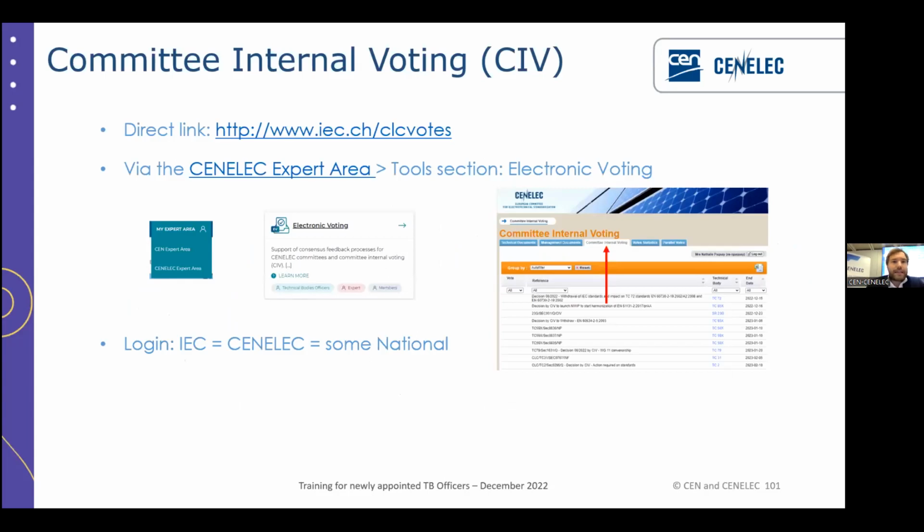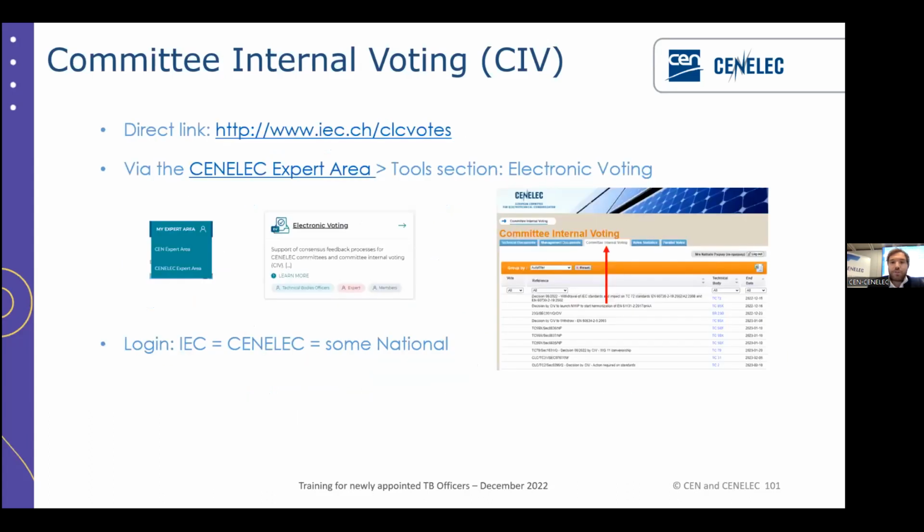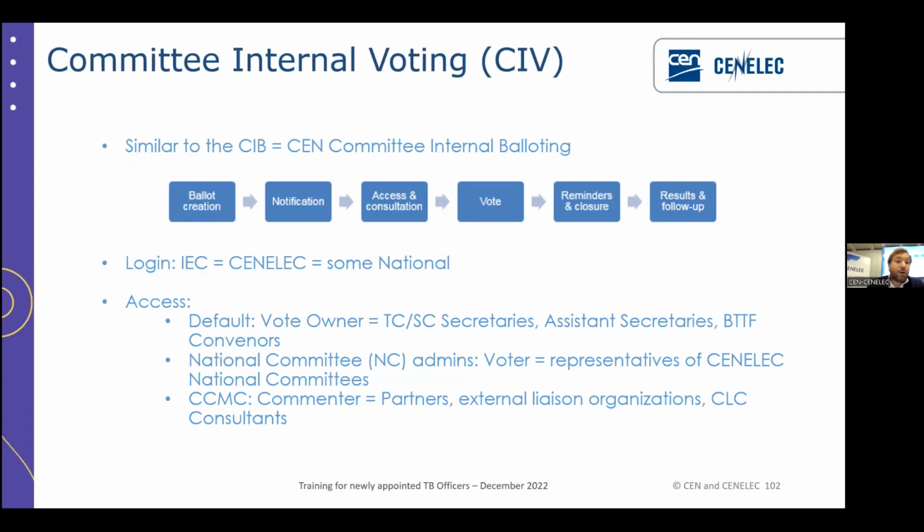So here's the direct link, but you can also access it via the CENELEC expert area. And here's a short timetable how that works. The ballot creation. This is up to the technical officer, to the TC secretary. Actually, the TC secretary creates the ballot on this platform here, which you see on the right, which I will show you in a second. Then all the NCs get a notification that there is a new ballot, a new CIV ballot.